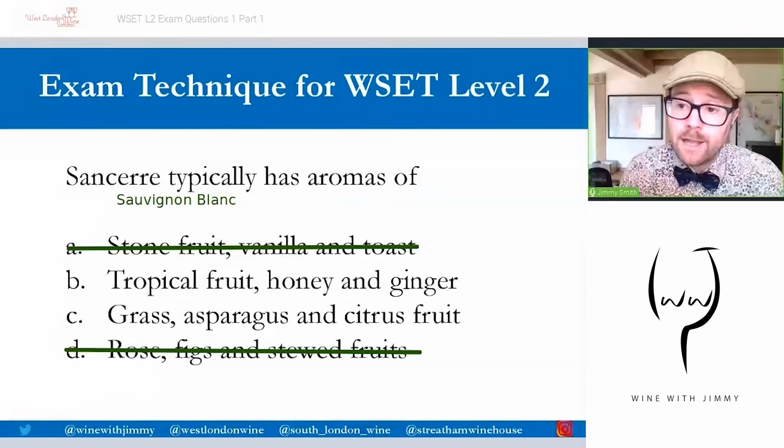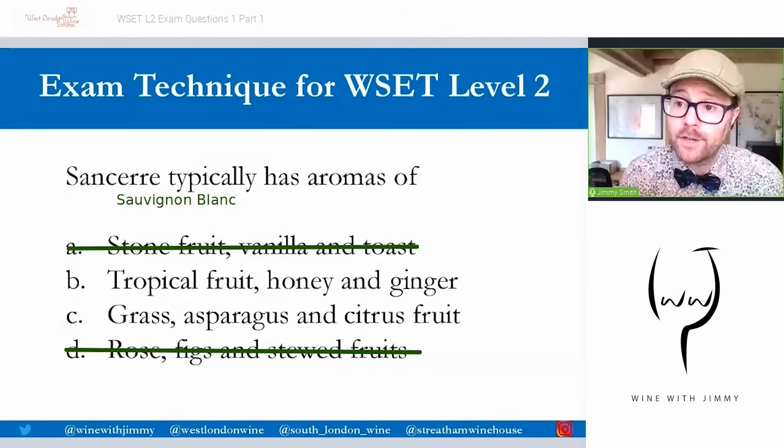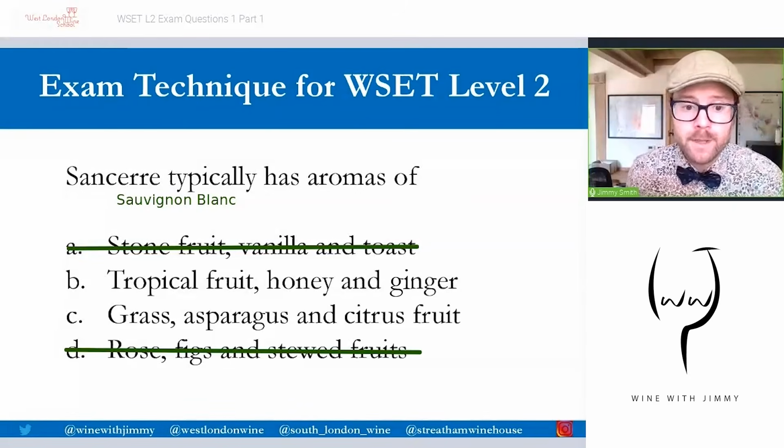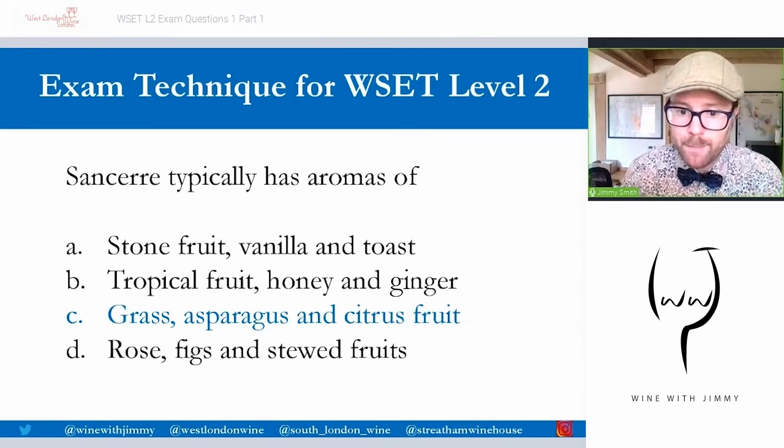Now, it is really important for you to understand that Sauvignon Blanc typically has very herbaceous characters. In herbaceous, we have things such as grass, nettles, things like asparagus and green bell pepper. So, of course, we get rid of answer B here, and we're left with answer C. So your answer there is C: grass, asparagus, and citrus fruit. The citrus fruit element is there because Sancerre typically has very high acidity, and that delivers this citric fruit characteristic.